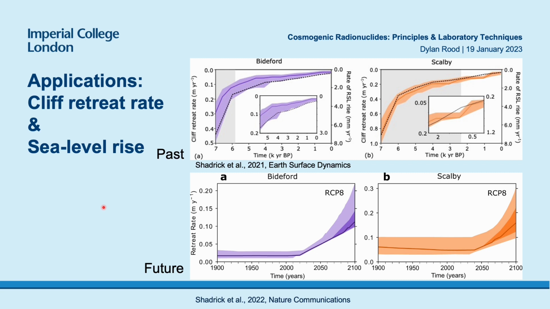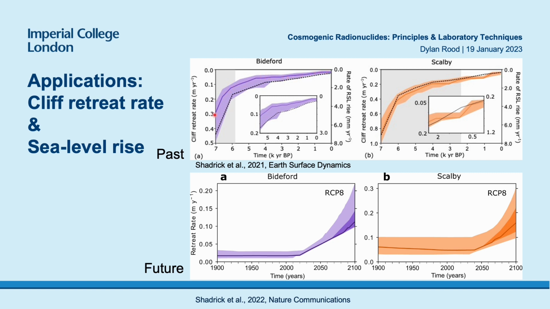So why, you might ask, would you work so hard to do this in the lab? The answer is for the applications. If you can do all of these things and get them right, we've now shown that you really can get some essential information about both past and future changes in the coastal environment. This upper plot is showing the cliff retreat rate from our coupled model.